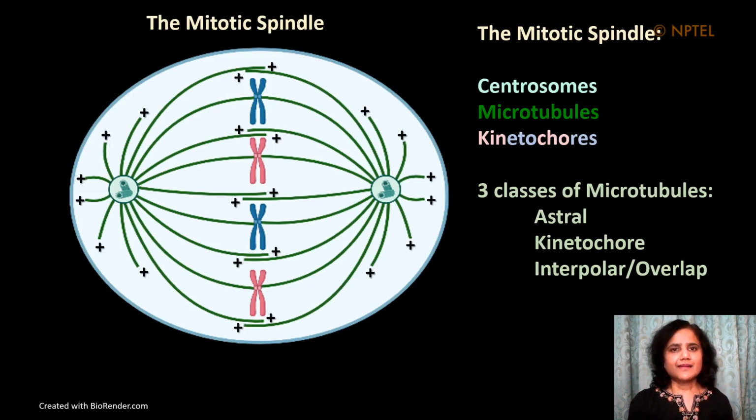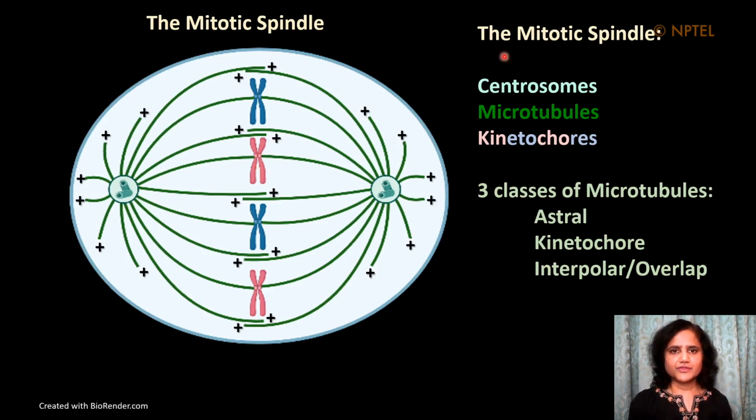The mitotic spindle consists of the centrosomes. We have already discussed this most important part of the spindle. Microtubules are also a very important part of the spindle, and they are these green filaments shown here, and we will discuss more about their structure in this lecture. And kinetochores, which are a large protein complex associated with the centromere region of the sister chromatids. The kinetochore actually bridges the microtubule to the chromosome.